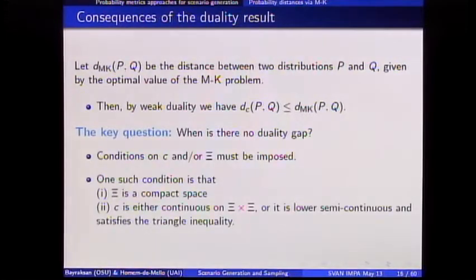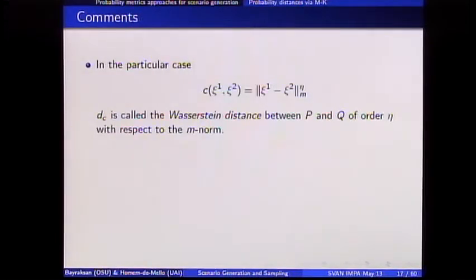So we get this bound, and then as we were discussing here, the particular case where the C function is this, to the power eta, this is called the Wasserstein distance of order eta. So in other words, Wasserstein distance of order 1 is the same as the Kantorovich distance.